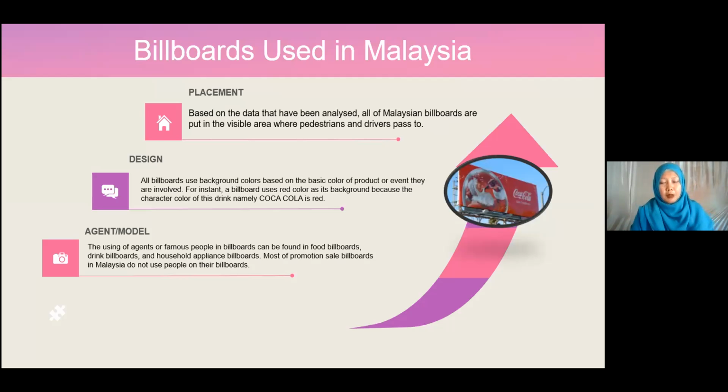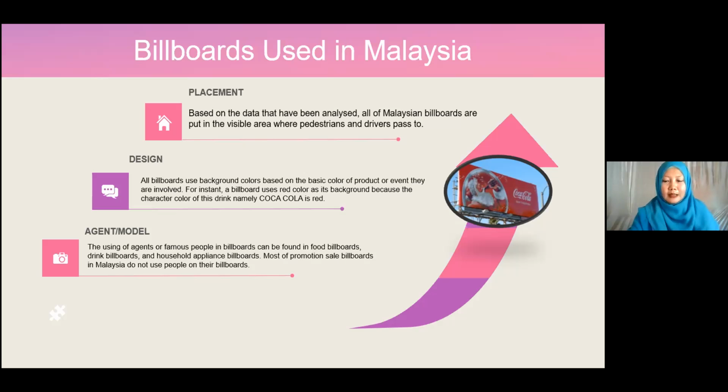Okay, the billboards used in Malaysia, we can see from 3 aspects. The first is the placement. Based on the data, all of the Malaysian billboards are put in visible areas where pedestrians and drivers pass. And the second is design. All the billboards use background colors based on the basic color of the product or the event they are involved with. For instance, a billboard uses red as its background because the characteristic color of the product, namely Coca-Cola, is red.